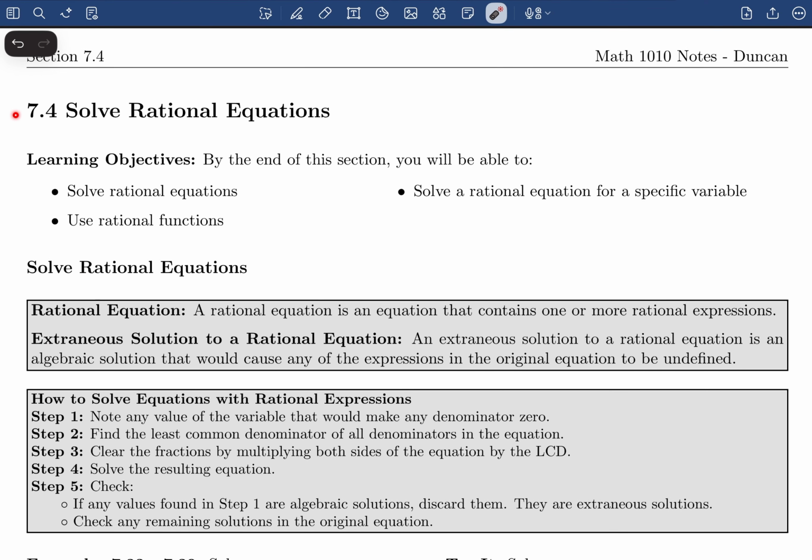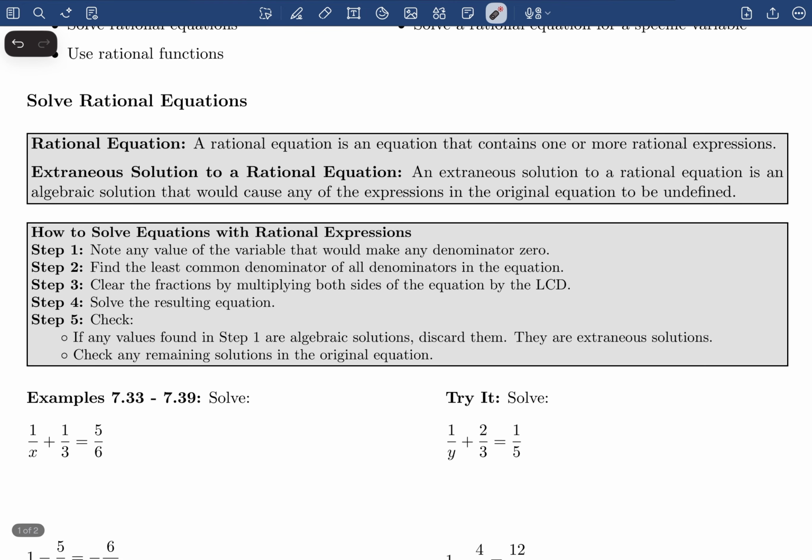This is lesson 7.4, in which I will train you to solve rational equations. The learning objectives are to solve rational equations, use rational functions, and solve a rational equation for a specific variable.